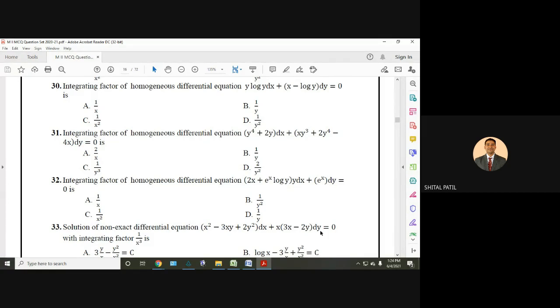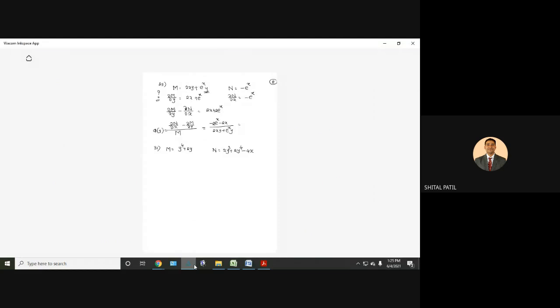Write M, y raised to 4, 2y. Example number 31. Let me write it directly. So two terms. M is having two terms.